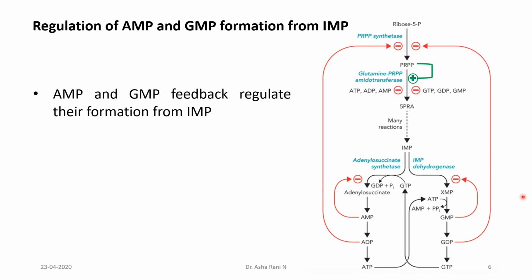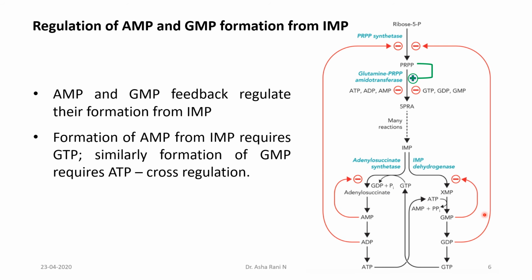Apart from this, we also know that formation of AMP from IMP requires GTP and formation of GMP from IMP requires ATP. That means there is cross regulation of these two mechanisms. So this cross regulation between the pathways of IMP metabolism thus serves to balance the biosynthesis of purine nucleotides.